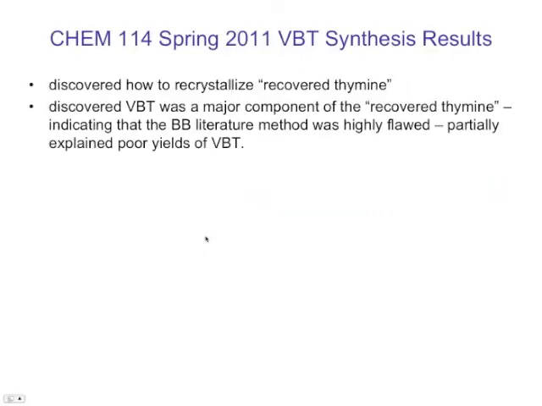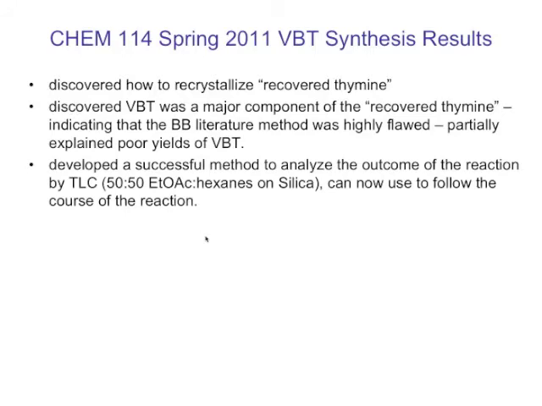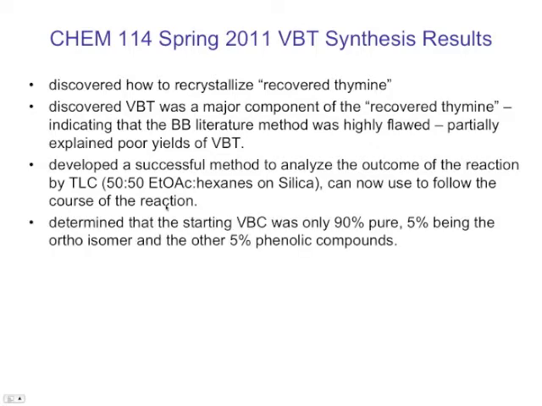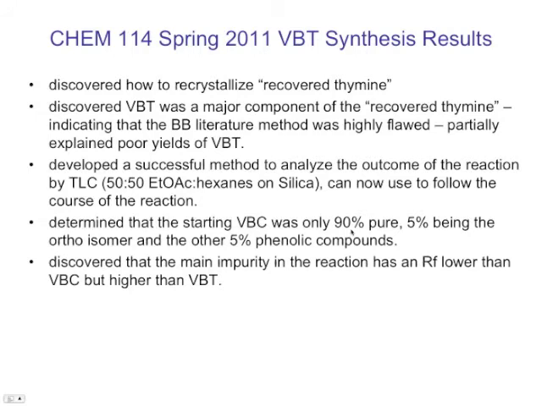We discovered how to recover starting material. We figured out that the procedure was pretty flawed and yielded very low yields of VBT. We also were able to, the students developed a very successful method to follow the reaction. The other thing we figured out was that the VBC was only 90% pure, so 10% of our starting material was already not what we wanted to start with. We discovered that the main impurity in the reactions have Rf values lower than the starting material VBC, but higher than the VBT, so we had to figure out a way to get rid of these.